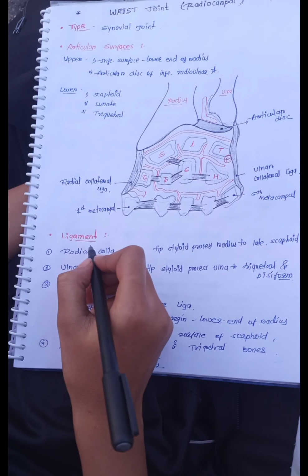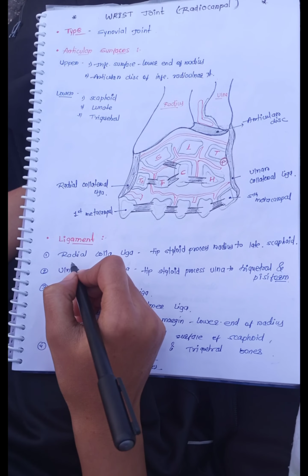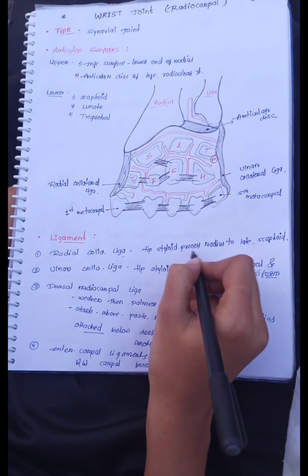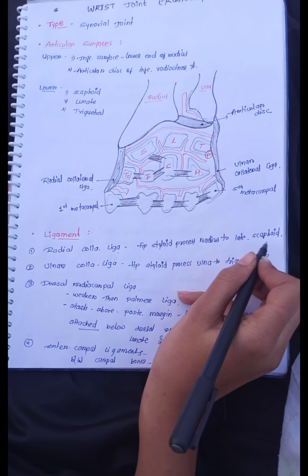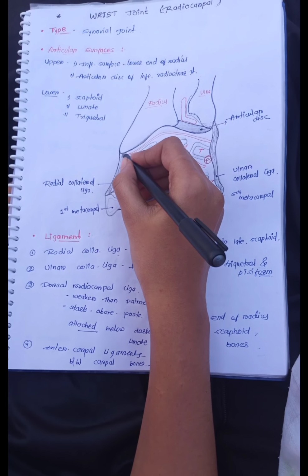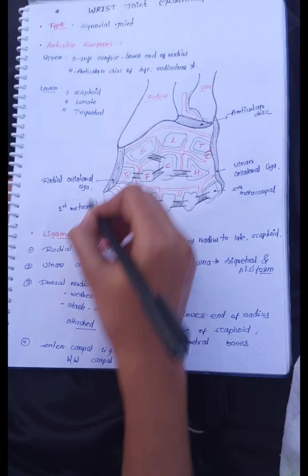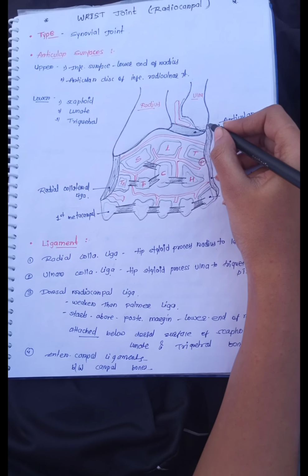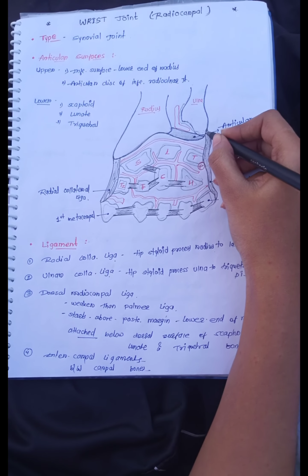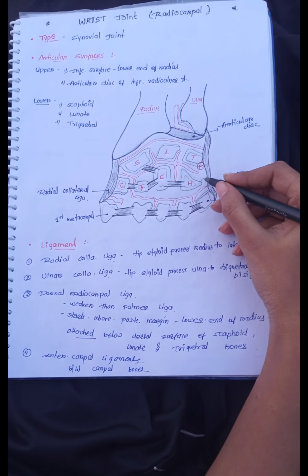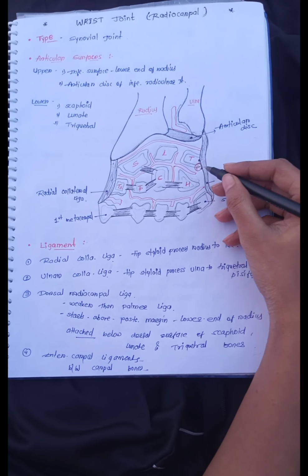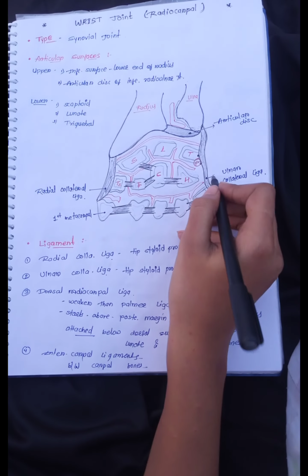Then ligaments. First is the radial collateral ligament. Here you can see it starts from the tip of the styloid process of radius to the lateral scaphoid. That is the radial collateral ligament. Second is the ulnar collateral ligament. It starts from the tip of the styloid process of ulna to the triquetrum and pisiform. That is the triquetrum and pisiform bone. These are the two ligaments.